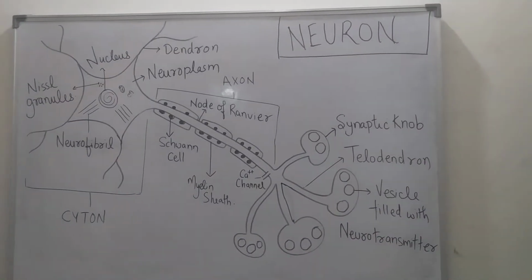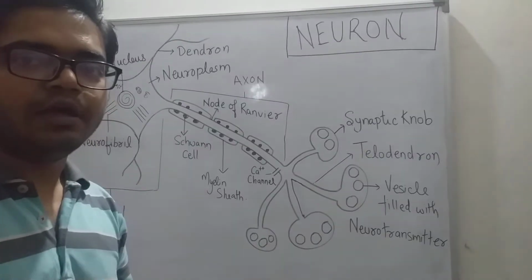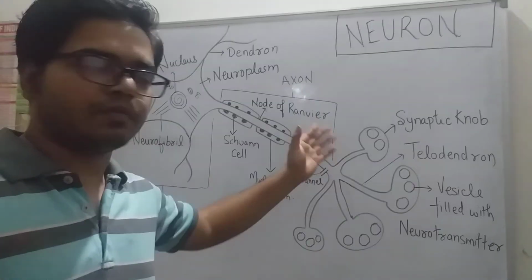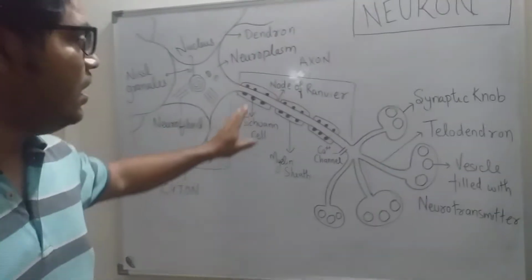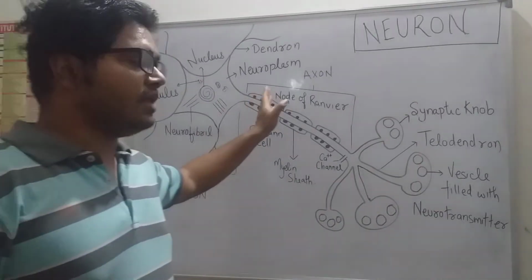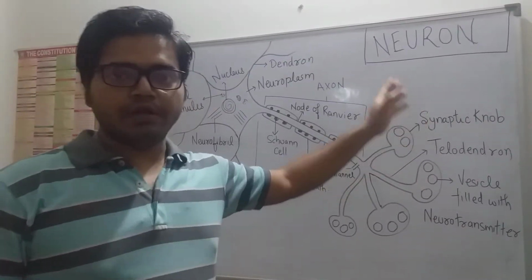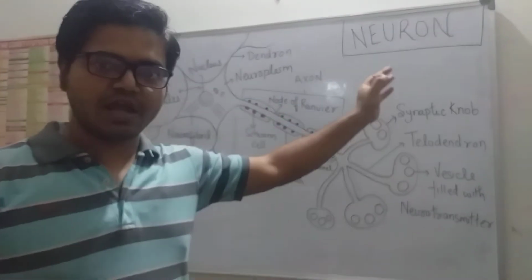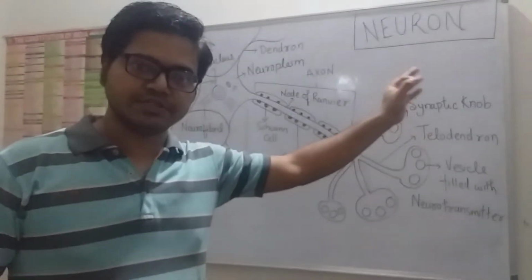Good morning, students. Today we will study the structure of the neuron. First of all, we will study the definition of neuron. Neuron is the basic structural and functional unit of nervous system.